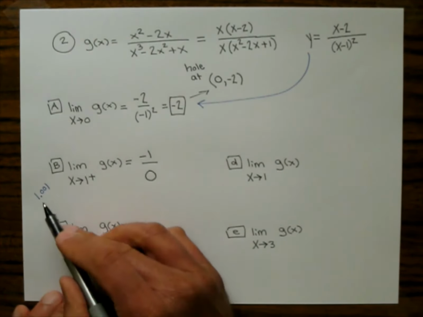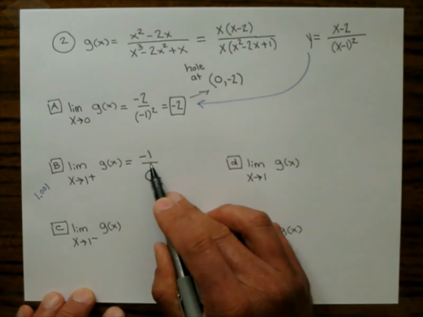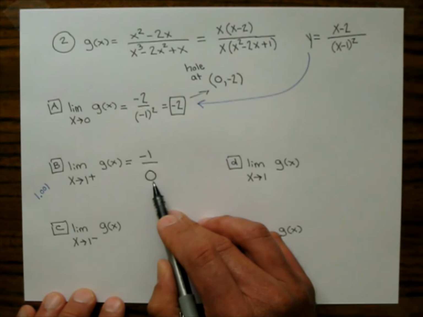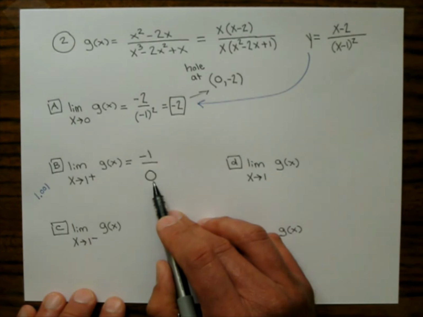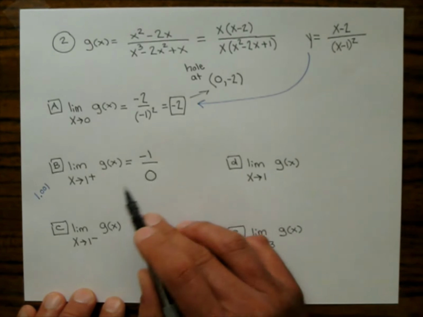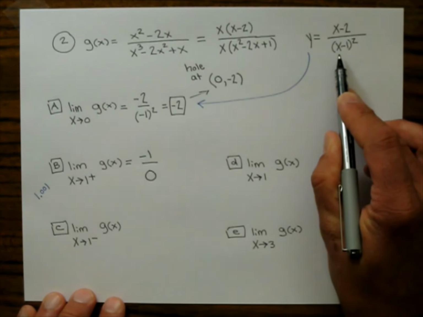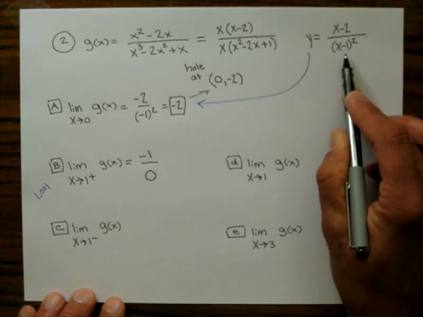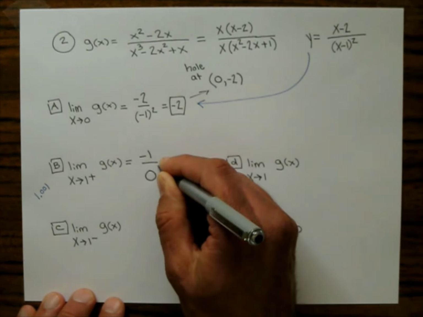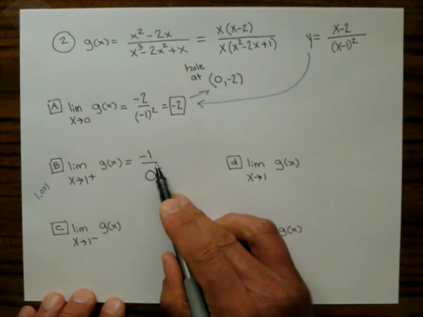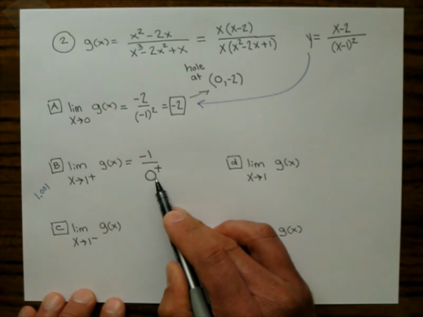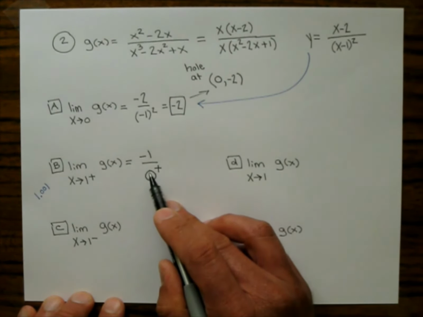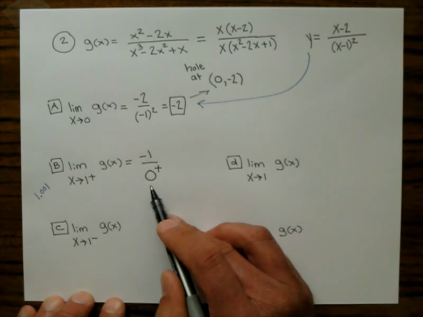And you'll see that if you put that in there, the top's still going to be close to -1, so we'll keep that there. And the bottom, what you've got to decide, is it going to be a really small negative number or a really small positive number? Well, let's just think about this. 1.001 minus 1, so that's a tiny positive number, and then squaring it will always make it positive. So you've got -1 over a really tiny positive number. You can do that on your calculator if you want, but it's probably best to try to figure these out without a calculator.